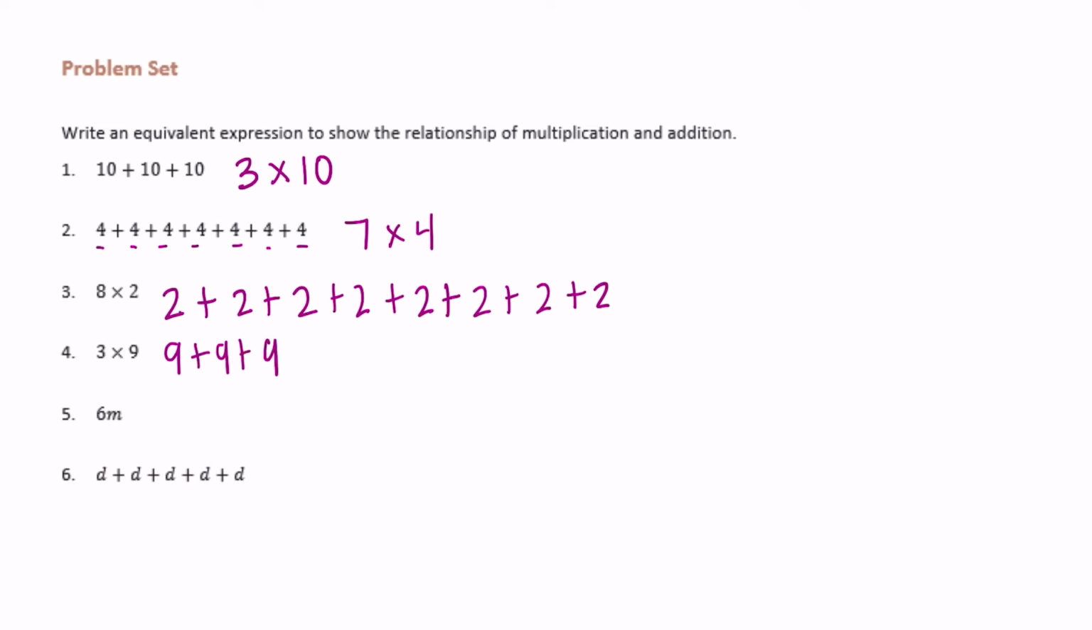6m. So we have 6 m's. M plus m plus m. That's 3 more.